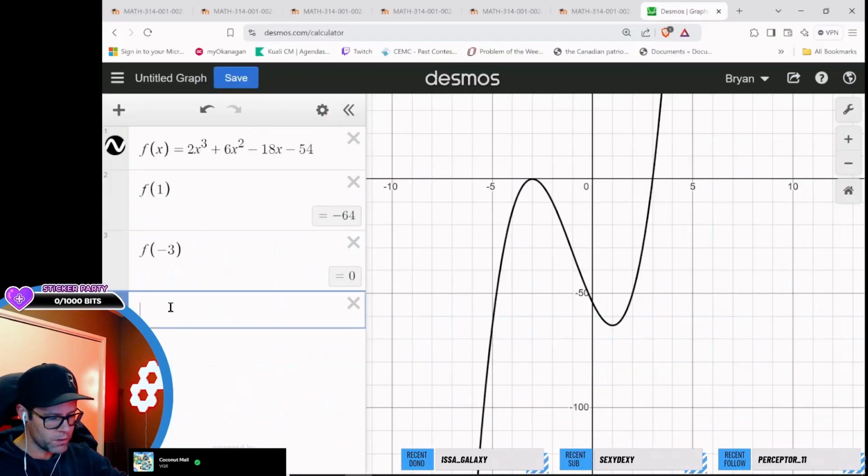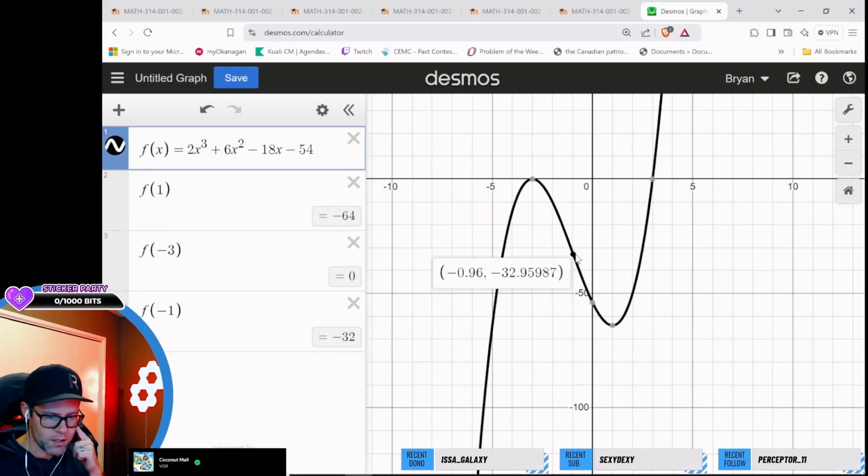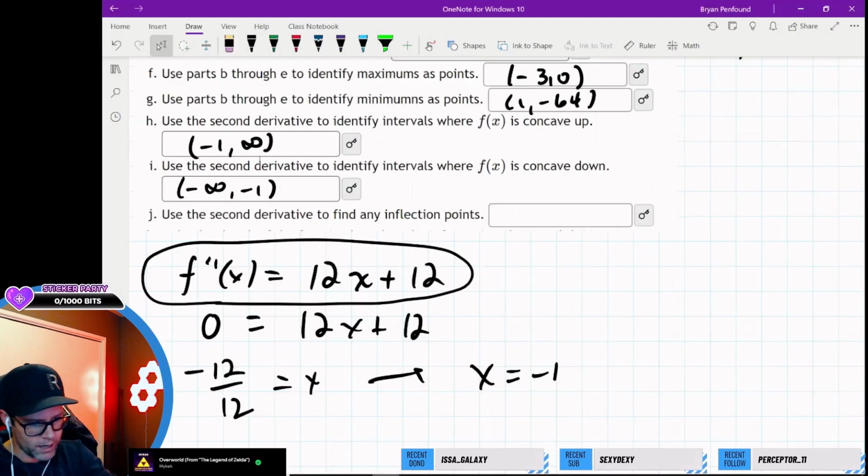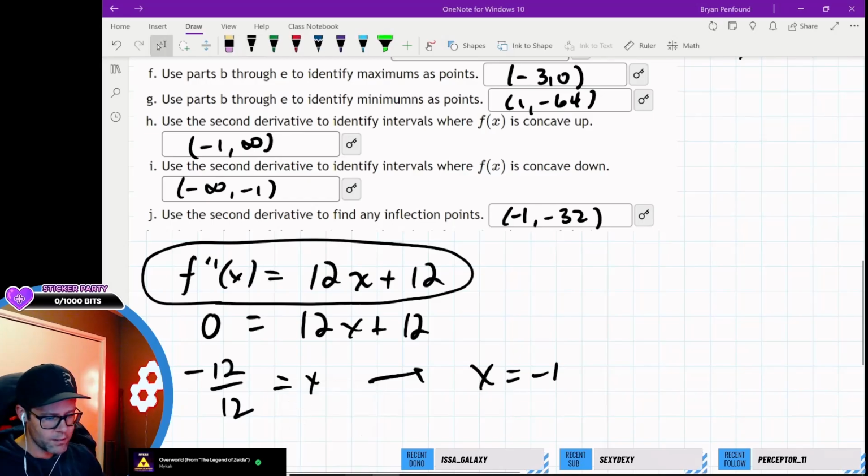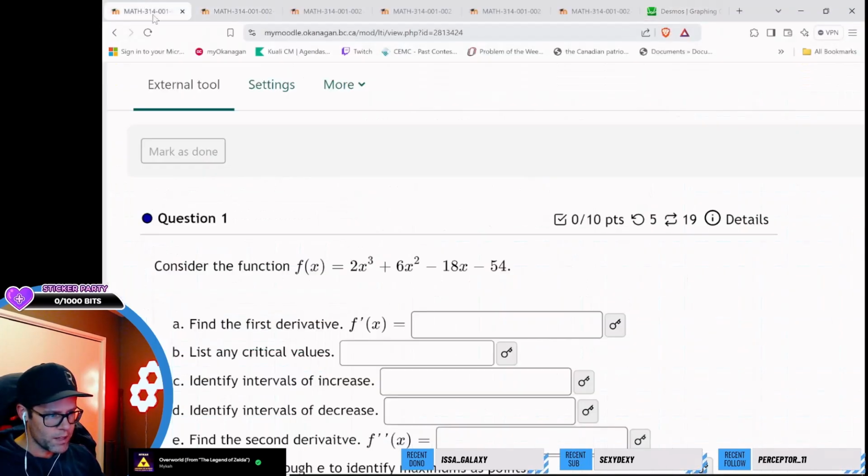So again, let's just pop -1 into Desmos. And my output is -32. So that's going to happen somewhere in here. We're going to get our inflection point. Desmos won't be able to tell me where that inflection point is, so I do have to plug that back in to get it. So -1 and -32.